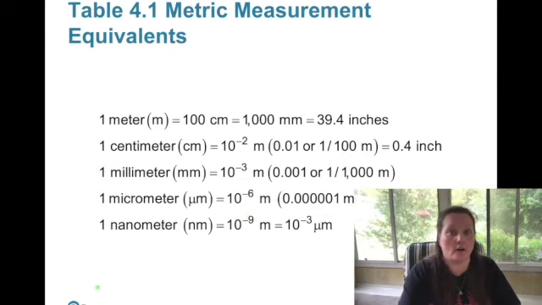However, if you try to do it our way, 1 meter is 39.4 inches, but 1 centimeter is 0.4 inches, and you can't even figure the rest of these out. So the metric system, extremely helpful. You should probably check into it.